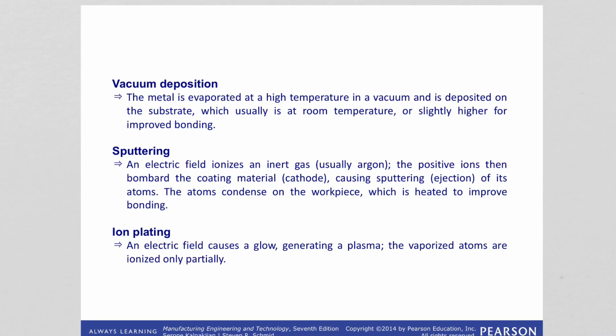So the first type is vacuum deposition. In vacuum deposition or evaporation, the metal is evaporated at high temperature in a vacuum and is deposited on the substrate, usually at room temperature or slightly higher for improved bonding.